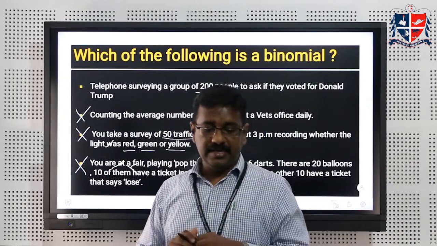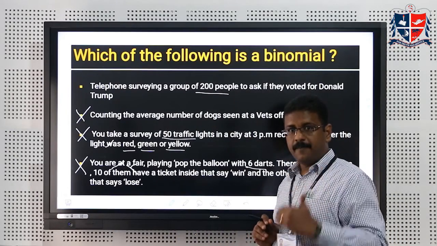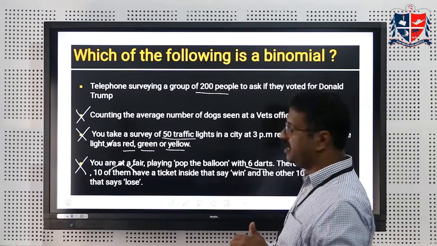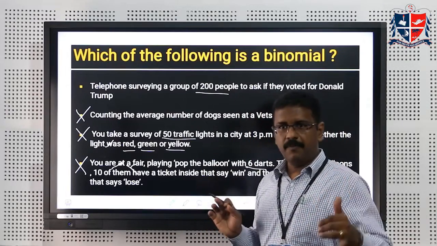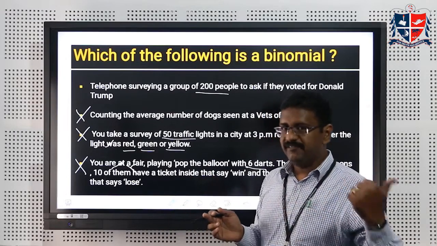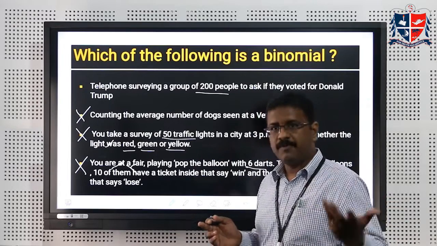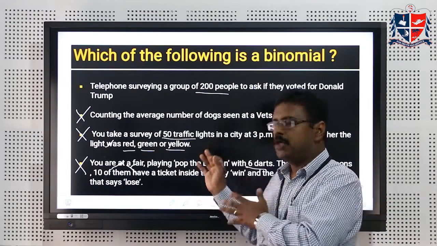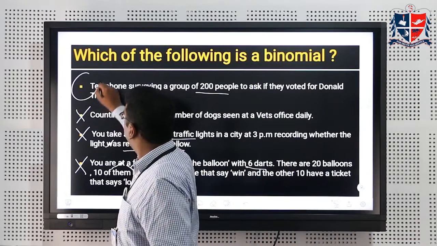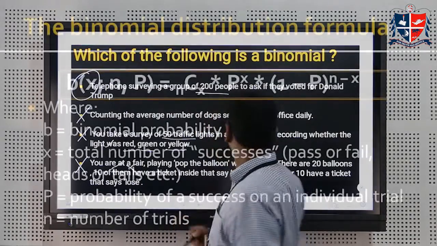The last one is the probability of success. The fail or pass remains constant throughout. So if you're doing a telephone survey, if you call a person, the possible number of outcomes is 2. If they say yes, the probability is 0.5. If they say no, again the probability is 0.5. So it remains constant for all the 200 observations. So this example qualifies as a binomial problem.